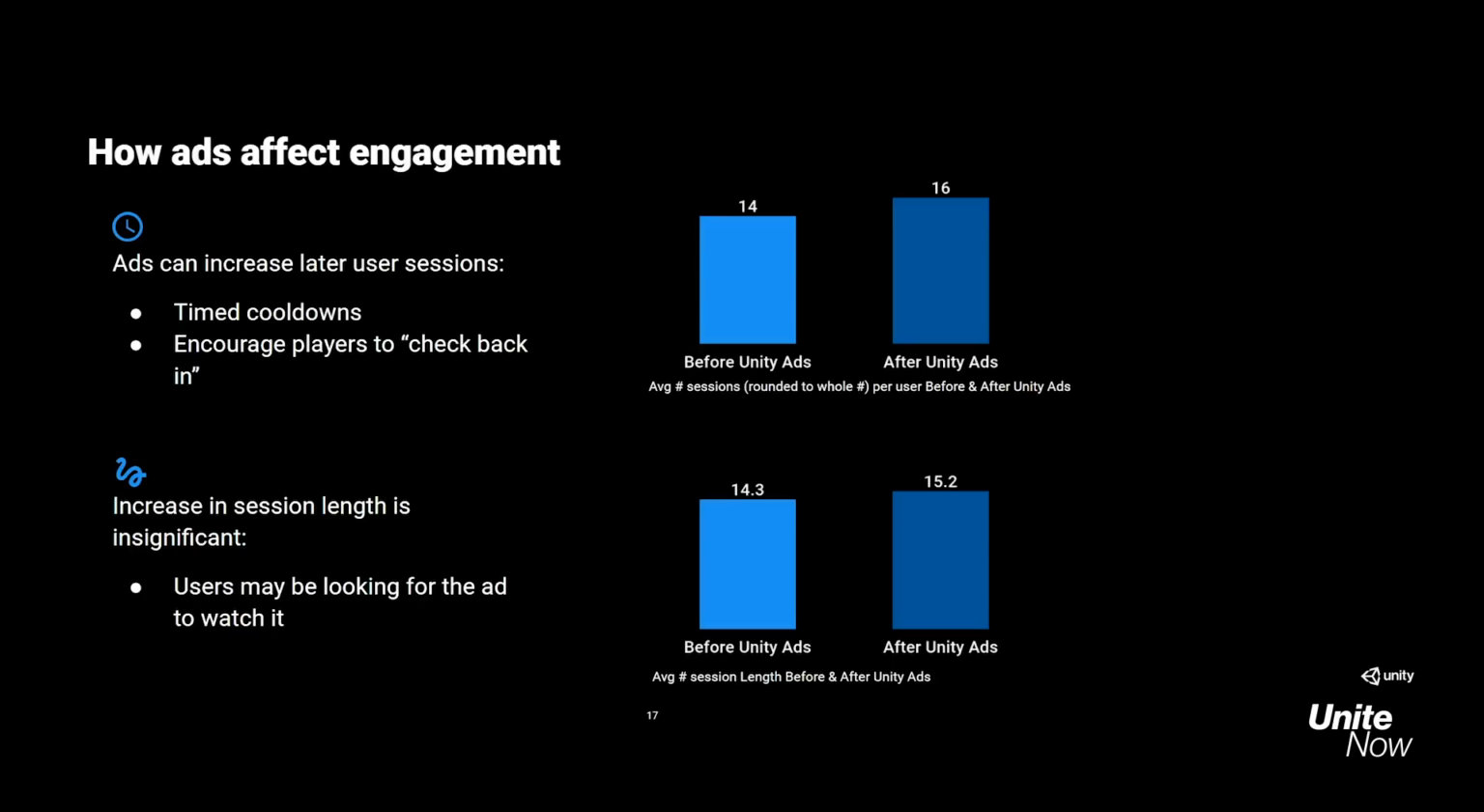The increased session length here is pretty insignificant. It went from 14.3 to 15.2. And this could possibly be attributed to players spending more time in the user interface, maybe trying to find the ad and watch it or engage with other parts of the game. But what's important to note here is that session length did not decrease. So ads actually didn't have an effect on session length and might have even increased it a little bit.